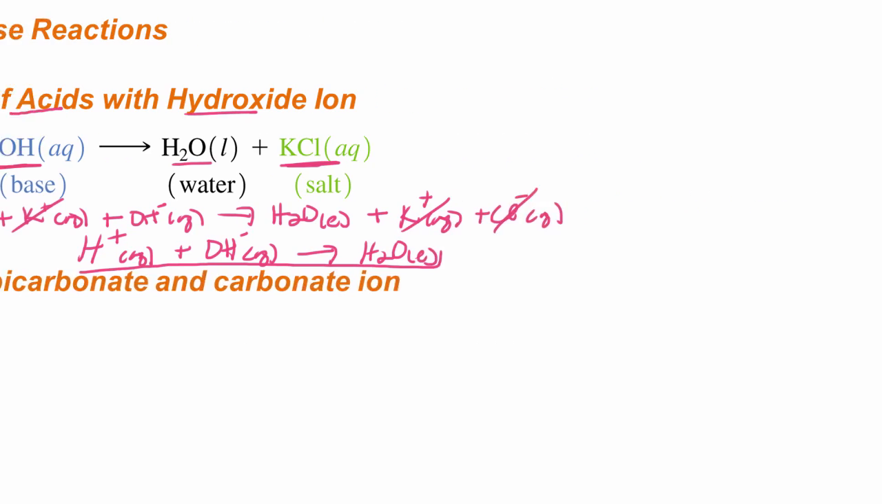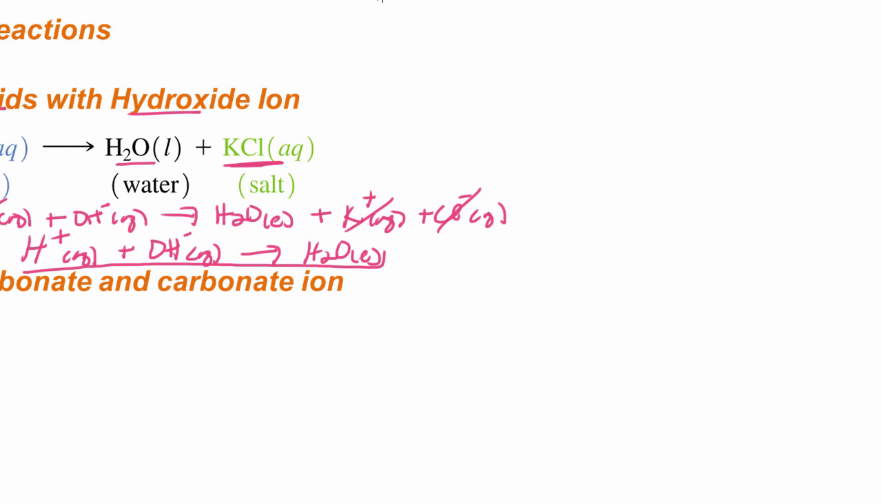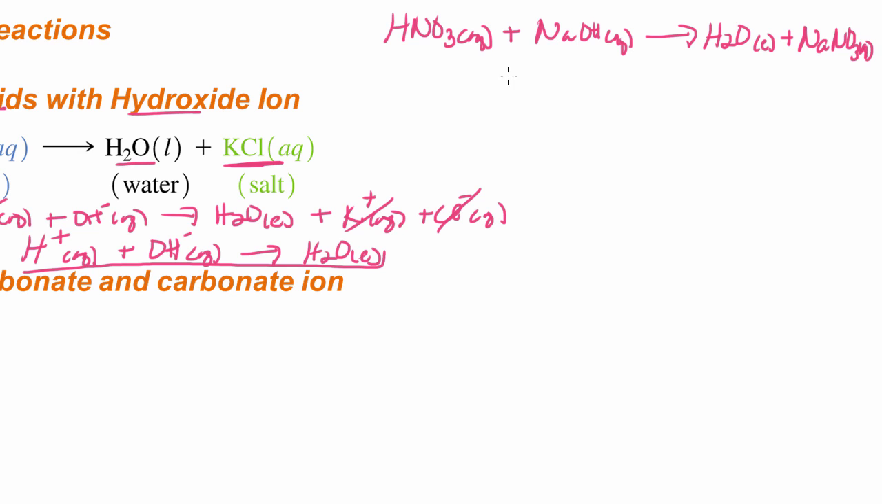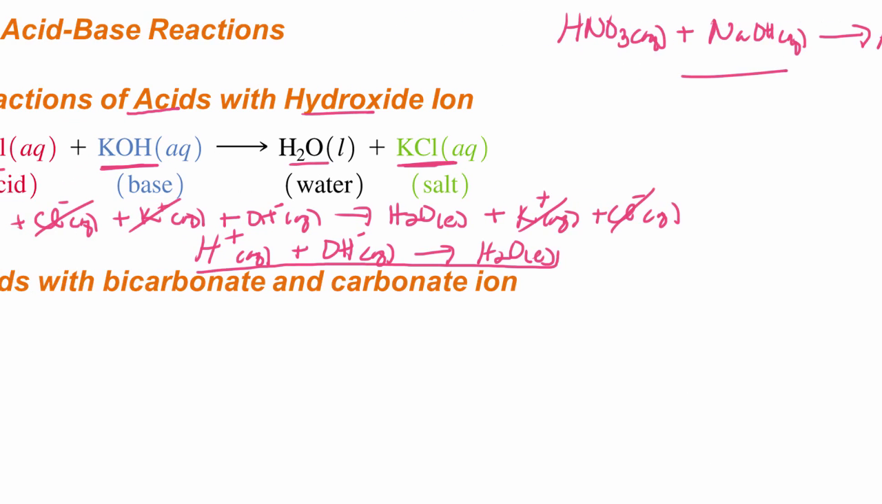So let's go ahead and write an equation for nitric acid. So we mix some nitric acid with some sodium hydroxide. So let's write the equation for that. And so we know that we're going to end up with water and a salt. And in this case, the salt is going to be sodium nitrate. So I would expect you to be able to write these reactions.